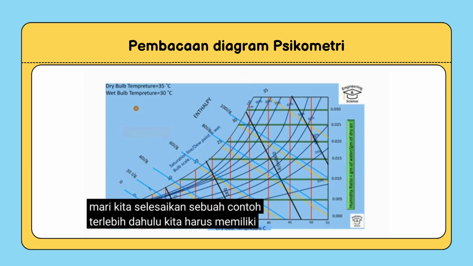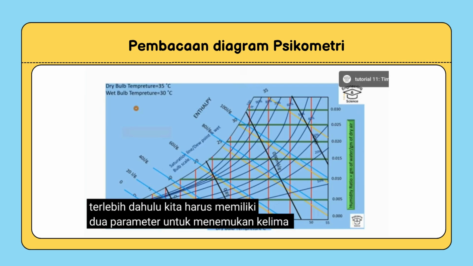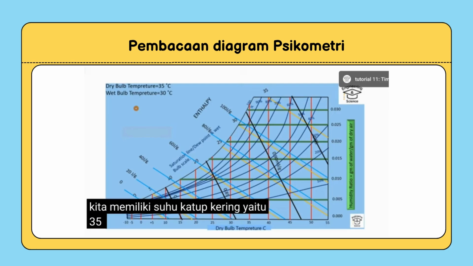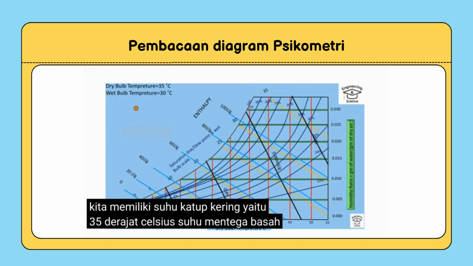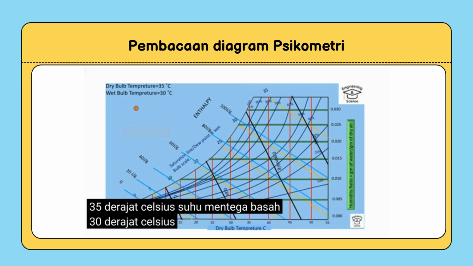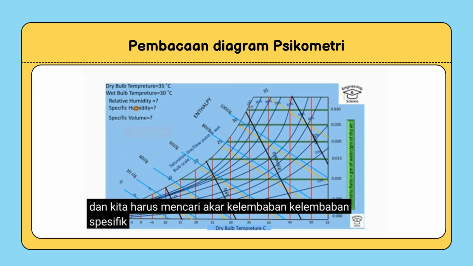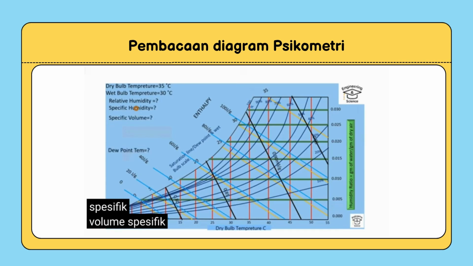First, we need two parameters to find all the other five parameters. We have a dry bulb temperature of 35 degrees Celsius and a wet bulb temperature of 30 degrees Celsius, and we have to find relative humidity, specific volume, dew point temperature, and enthalpy.